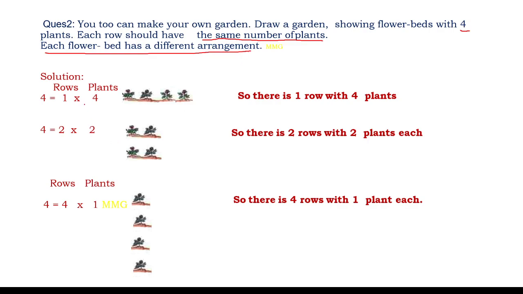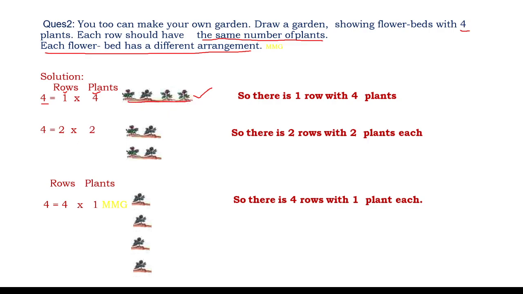So look here children. So first step, write rows and then plants. Okay, at the top. Now here I have written the number of plants for which we have to draw a garden. Now here 1 times 4 equals 4. So here you can see this one row, and here 4 plants. Okay, so there is one row with 4 plants. This one is your one row with 4 plants.